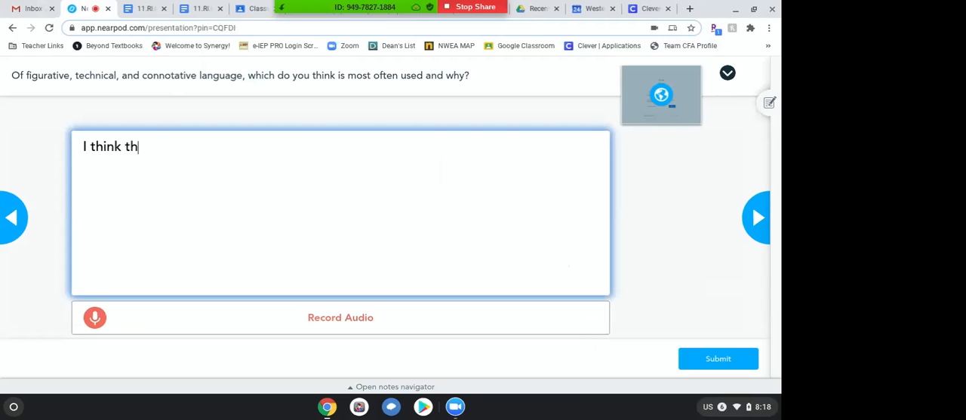I think the most often used language pattern is, and you can fill it in from there. And of course, if you're more comfortable, you can use the audio recording. I recommend that if you plan to use the sentence stem, that you pause the video here, so that way you can copy that down. And then once you're finished with your answer, don't forget to hit submit.